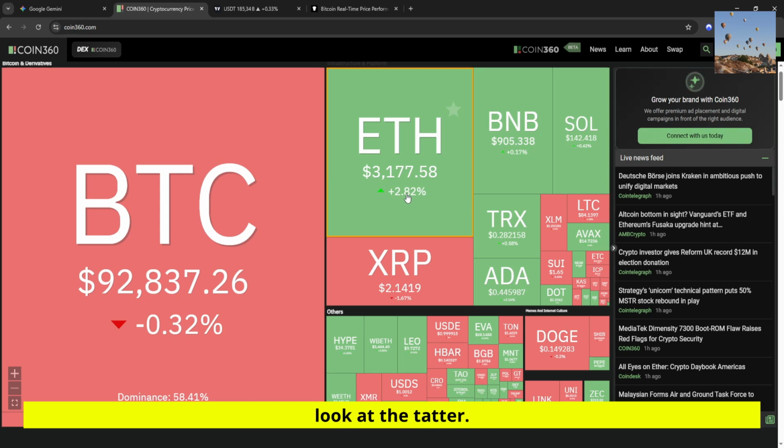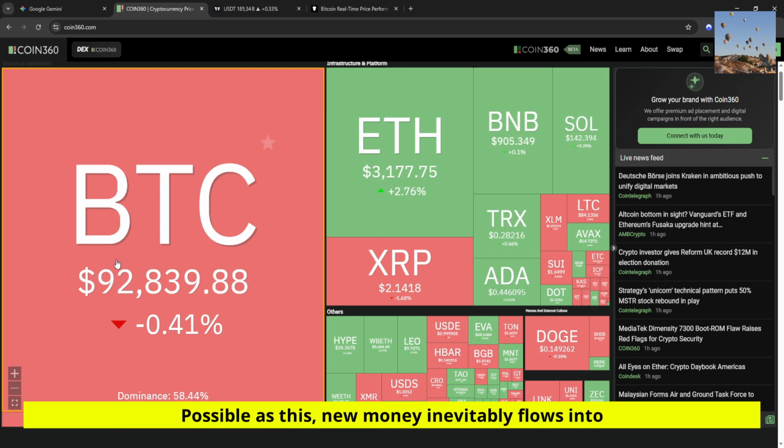Let us now look at the Tether Treasury issuance, because in the last 48 hours the Treasury has minted billions of new USDT tokens, and this injection of fresh liquidity into the ecosystem is one of the most bullish signals possible, as this new money inevitably flows into Bitcoin and Ethereum, causing price appreciation.